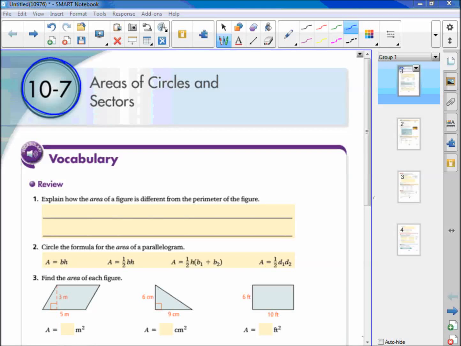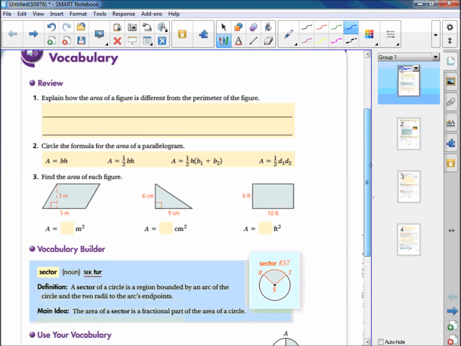Today we are covering section 10-7, areas of circles and sectors. So you're going to find this familiar to our last section where instead of computing the arc length, we're going to compute the area of part of the circle using the arc.